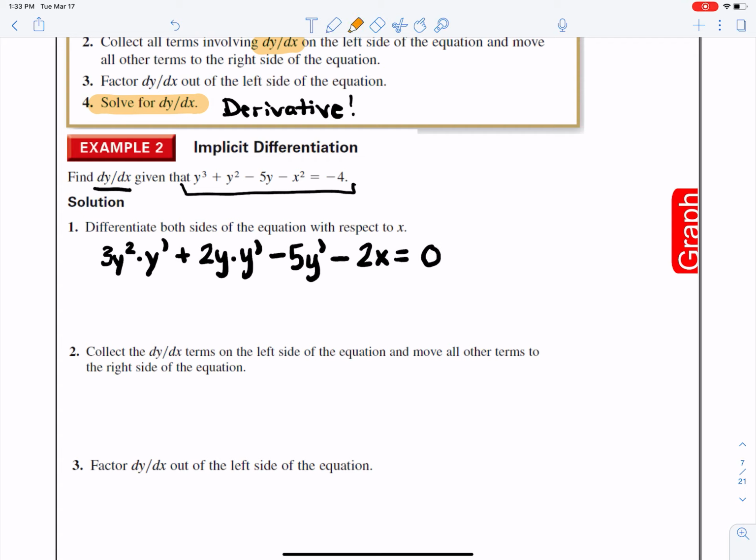Now my goal in this problem is to solve for the derivative, which are these y prime terms or dy/dx terms. So I want to group them all on one side. So I'm going to leave them on the left and move all the other terms to the right. 3y squared y prime plus 2y y prime minus 5y prime equals 2x.